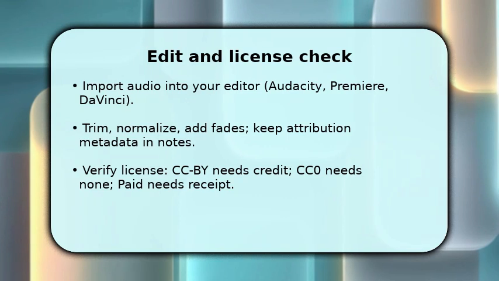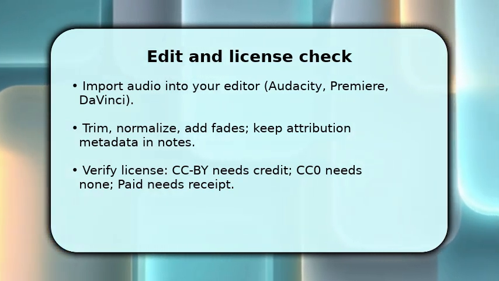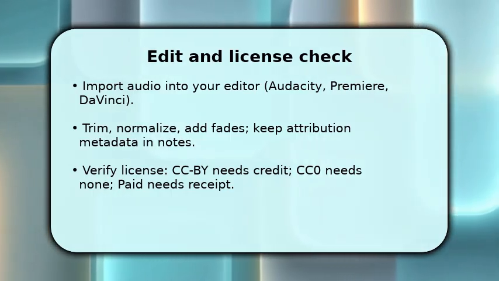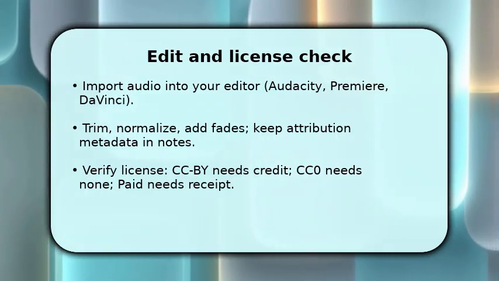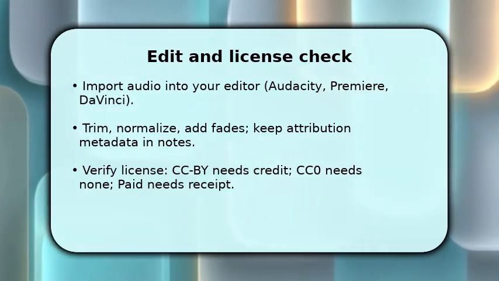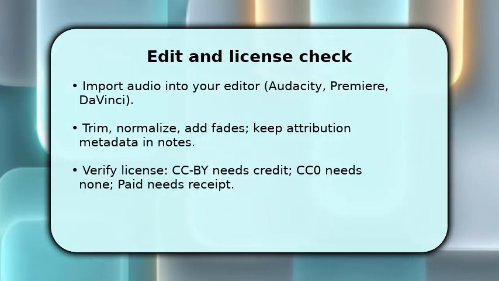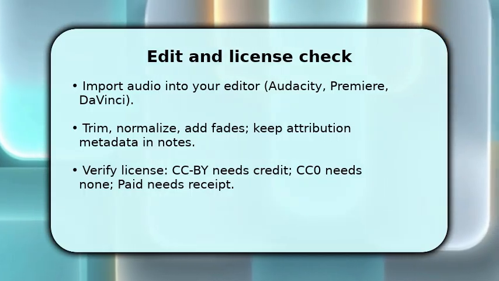Next, import the downloaded audio into your editor and perform practical edits. Trim, normalize, and add fades as needed. You should preserve a separate text file with the exact attribution line if the license requires it. Once done, double-check the license page again for commercial use and modifications. Creative Commons variants differ. If you edited the file, confirm the license allows derivatives.